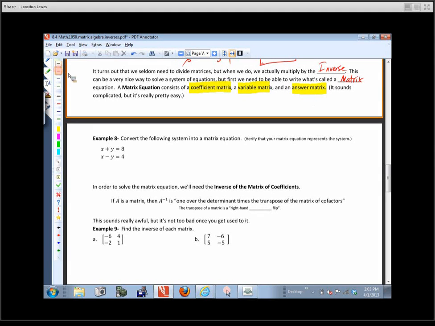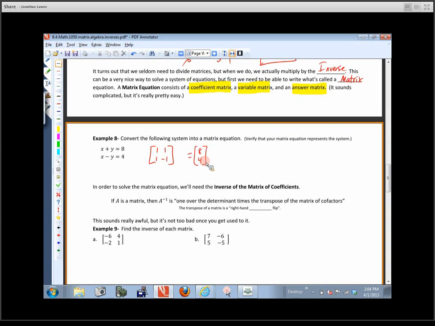So let me show you this. I'm going to take this and write down the coefficient matrix. I think everybody ought to be able to get that. We've got a 1, a 1, a 1, and a negative 1, right? That's the coefficient matrix. I'm going to write equals, and then on the other side, I'm going to put the answer matrix. It happens to be a column matrix because there's just an 8 and a 4 stacked on top of each other. So that's an 8 and a 4.